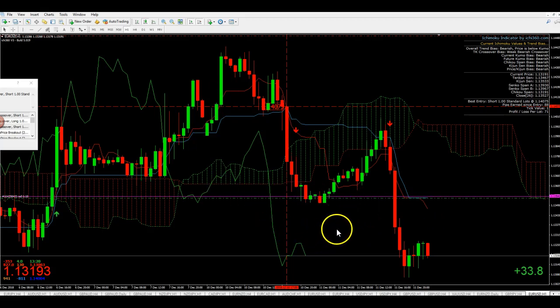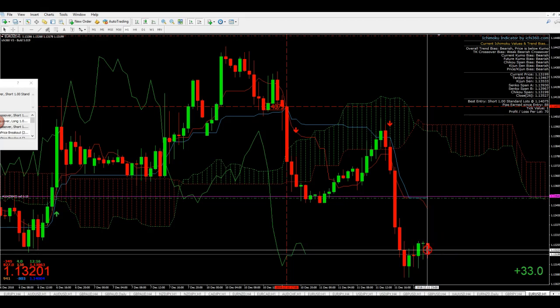Now, just some of the things I did not quite explain yesterday. I'm sure I didn't explain it. The Chiku span, which is this green wiggly line, mirrors the price. It mirrors the current price. At any point in time, the Chiku span is always 26 periods behind the price. At any point in time, the Chiku span is always 26 periods lagging behind the price.